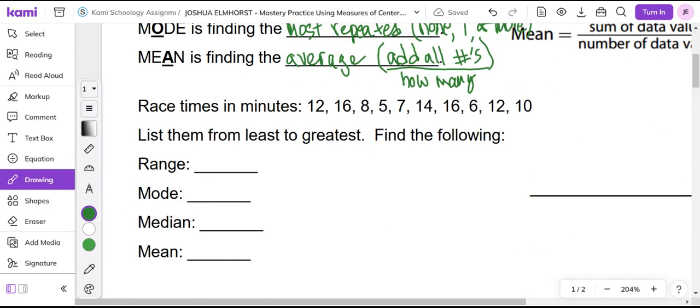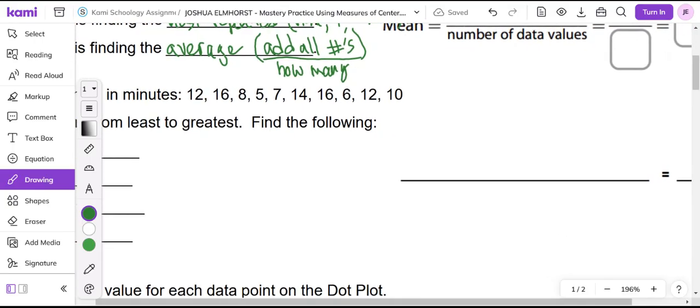Okay, so taking a look at the first example, the data set 12, 16, 8, 5, 7, 14. Is this data set organized? No, so we need to put it in order from least to greatest. If you want to put down L and G like we did at the beginning of the school year, you're welcome to do that. And then find your least number. It looks like it is 5.